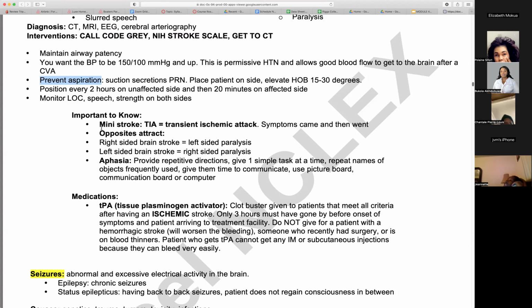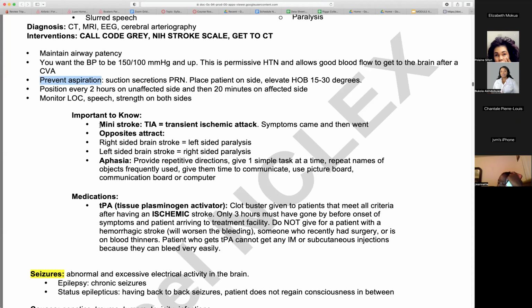Important to know, what is a mini stroke? A mini stroke is what we call a TIA, a transient ischemic attack. What does the word transient mean? Okay, what about the word transport? When you take transportation, do you stay in the same place? No, you're transiting. Very good. So if you transport from one place to another with transportation, you don't stay in the same spot, right? What about when you transform something? Does it stay the same? No. So the word trans is like change or different, okay?